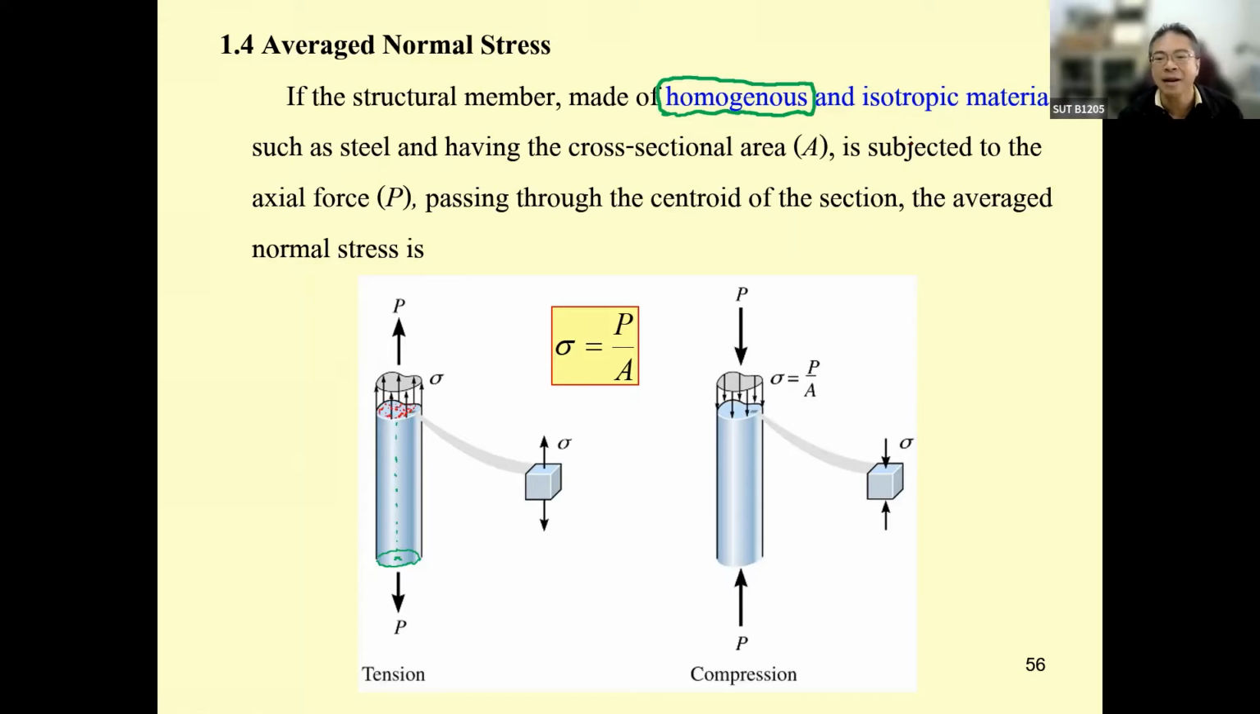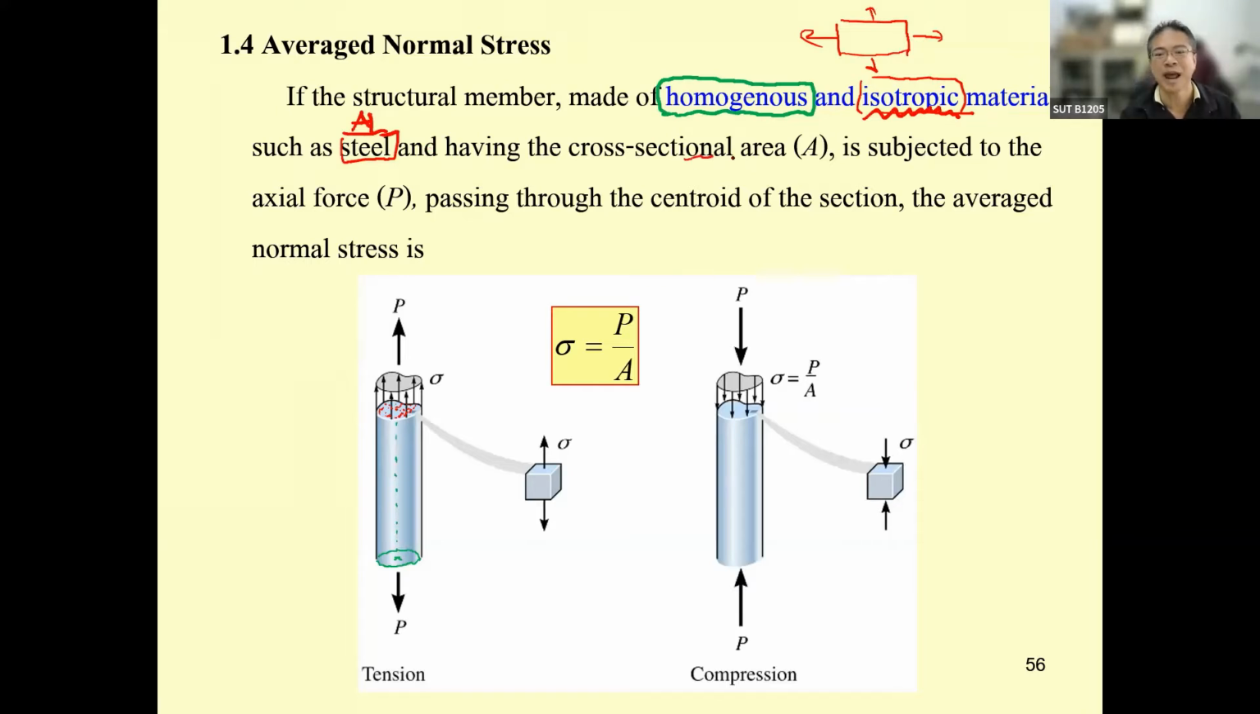And then it's also isotropic. Isotropic means that if you test the material in this direction and get this property, it is going to be the same as in this direction. That means the material has the same property in every direction. This one may be aluminum or also maybe steel.